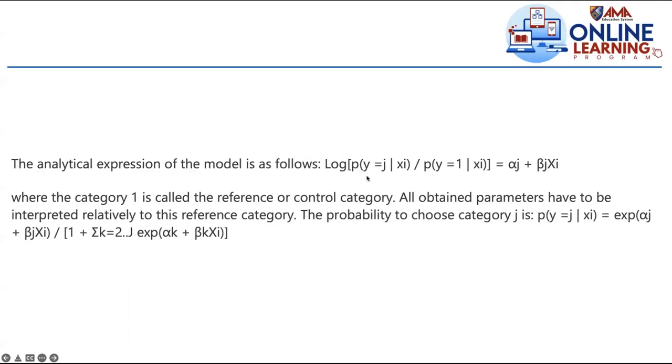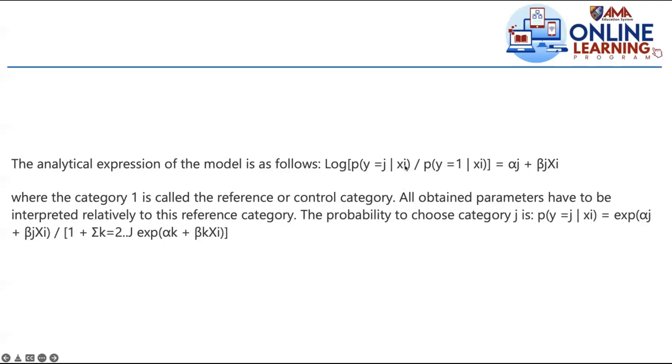Okay, so anyway, I don't want to discuss that more. You notice there's alpha j plus beta j xi. This is like the dependent, independent variable. And then you have here the dependent variable, the y. So what's the log of the probability? Yeah, p, because p is the probability, right? For the y equals j, the outcome.